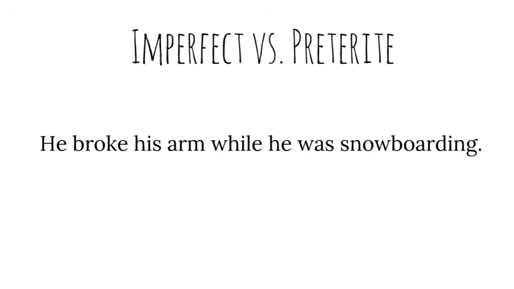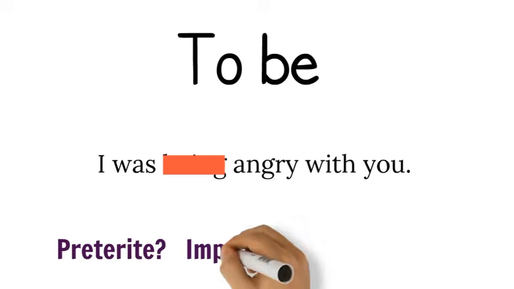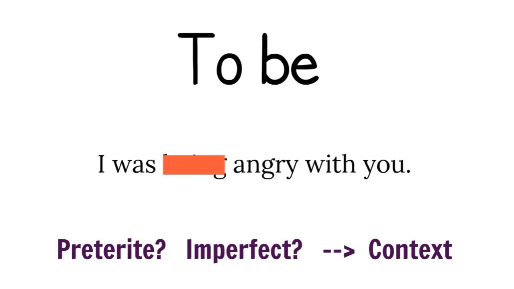He broke his arm while he was snowboarding. What do you think? Which of these actions is a clear-cut case of finished action, and which was ongoing? That's right. Broke is in the preterite, while he was snowboarding is in the imperfect. The verb to be can be tricky in the imperfect, since in English we rarely say that someone was being. That would be obvious imperfect. We just say someone was. This choice between preterite and imperfect will have to be based on context.